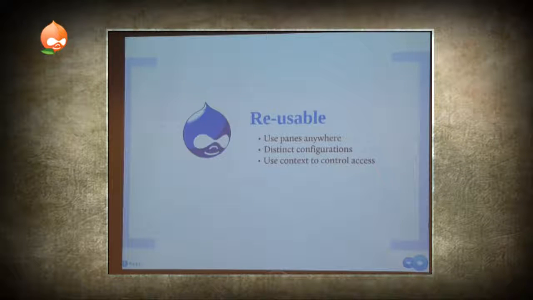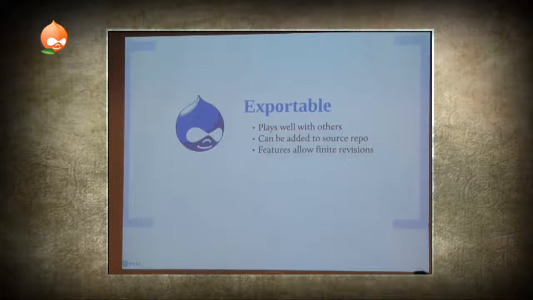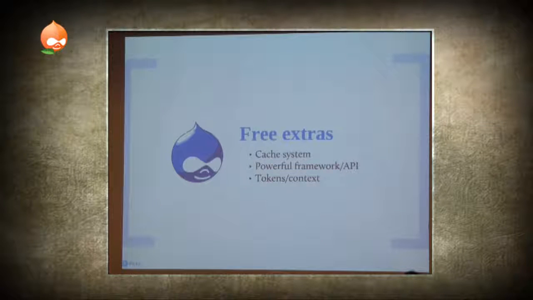So you can create a content pane that, say, defines author info: the picture of the author, their name, and maybe some contact information. You can reuse that pane on multiple pages throughout the site. You can use it on different sites. Exportable, I just said that, so I'm going to skip it. Free extras: the panel system provides caching for you. It caches at multiple levels. The view block will cache whatever it generates.